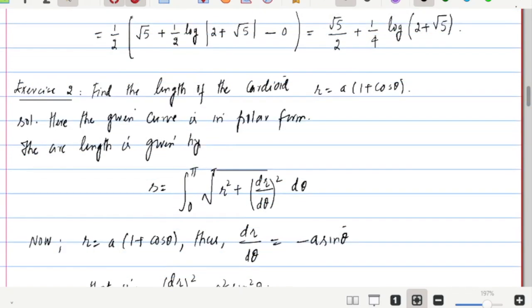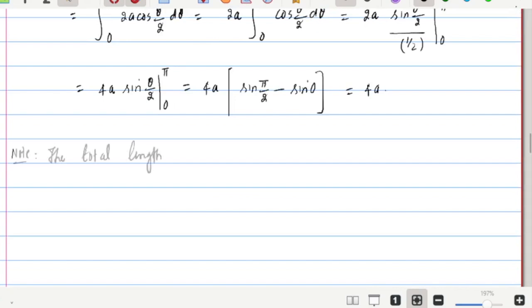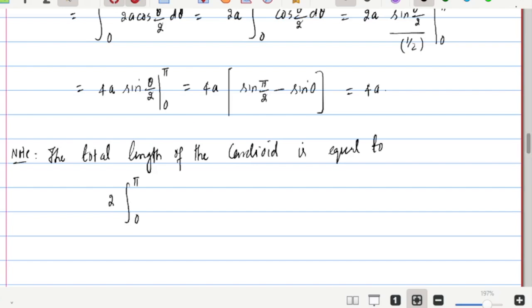Now we shall add these limits here in the question. This is from 0 to pi. Now here we add one note here. The total length of the cardioid is equal to twice integral from 0 to pi square root of r square plus dr by d theta whole square with respect to theta. And we have already evaluated this limit, so therefore this must be equal to 4a, and the equation of the cardioid is already given in the above example.